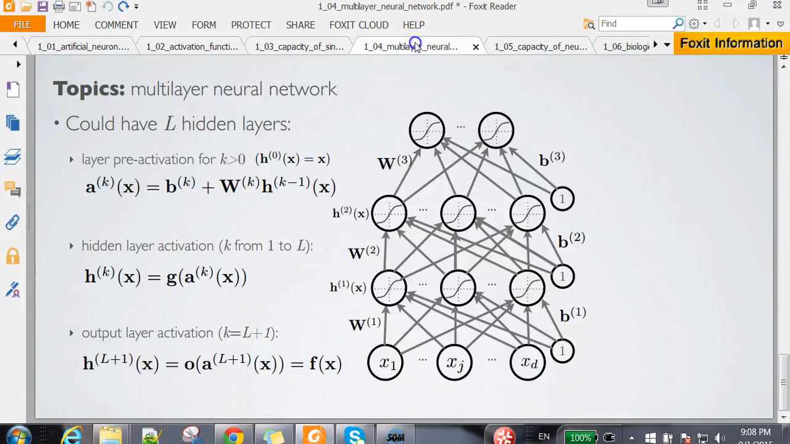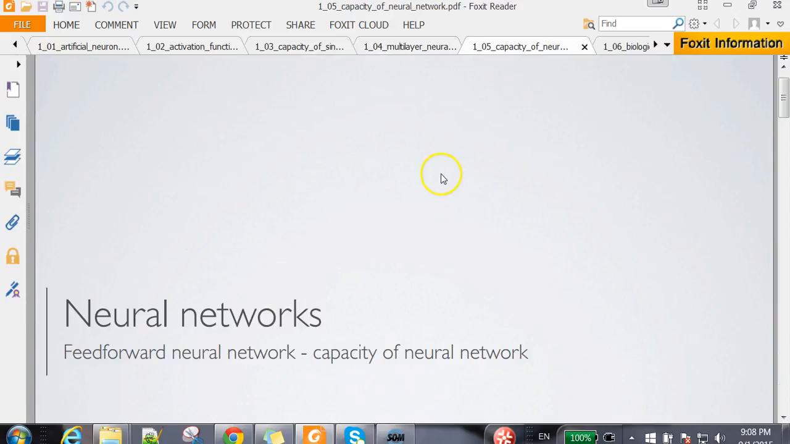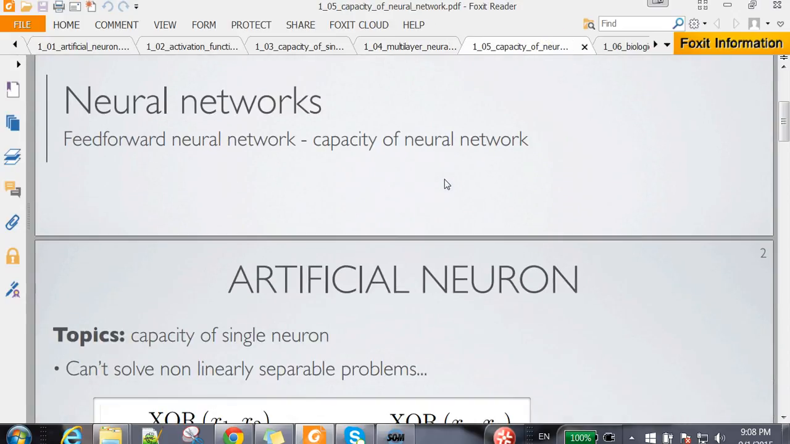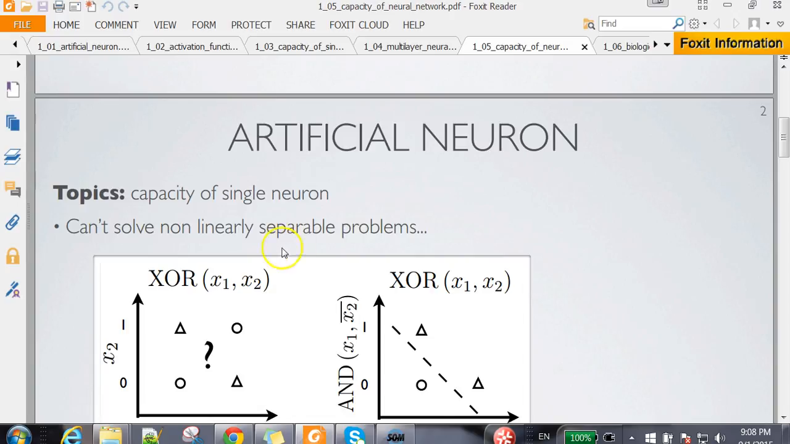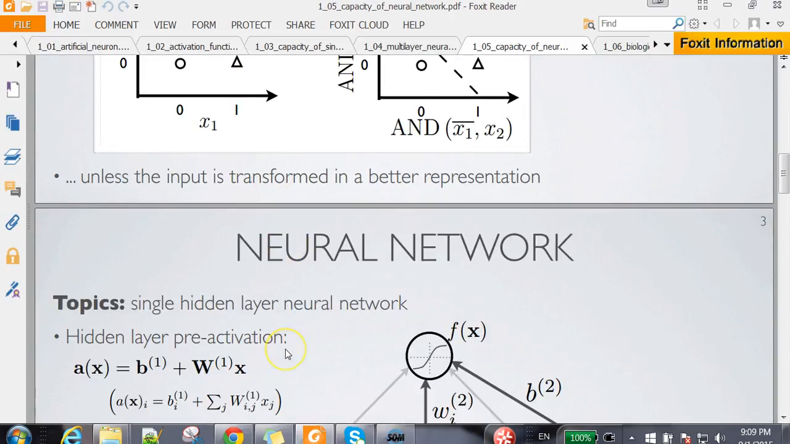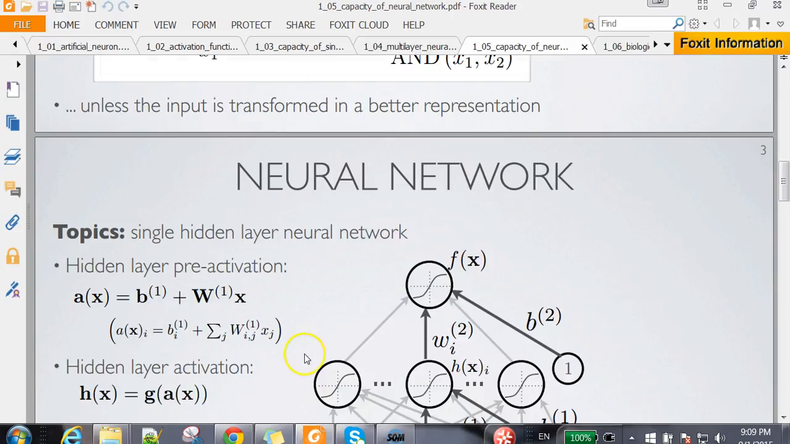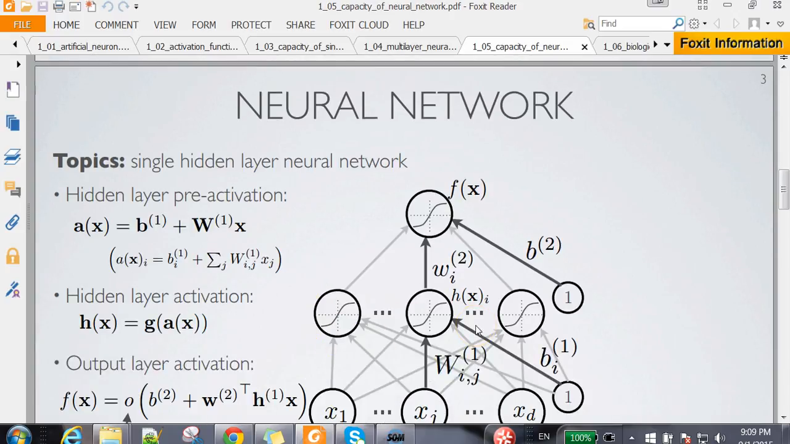Okay, so we just saw multilayer networks, and now let's talk about the capacity of multilayer networks. We saw that there were lots of functions that you couldn't model with a single neuron. So what if you add more neurons into a layer? What can you do?